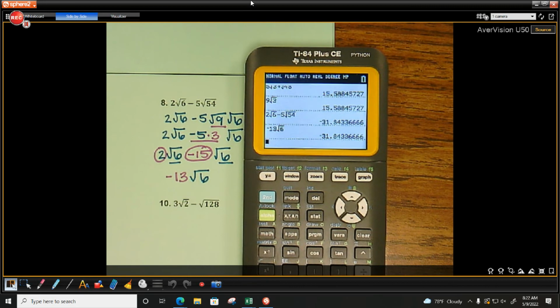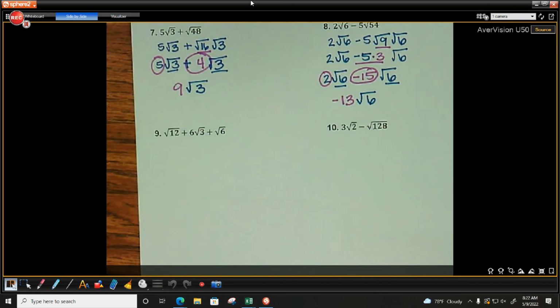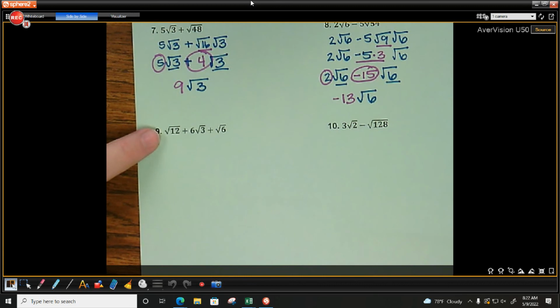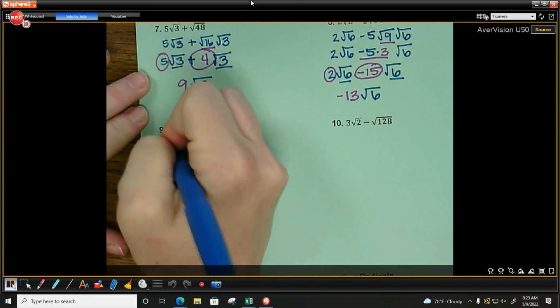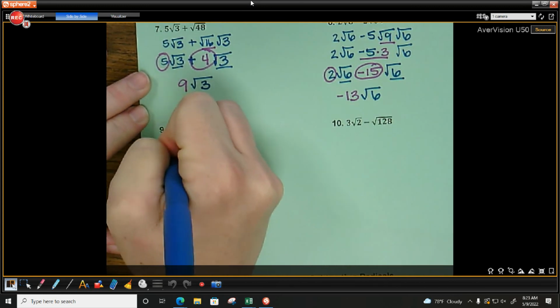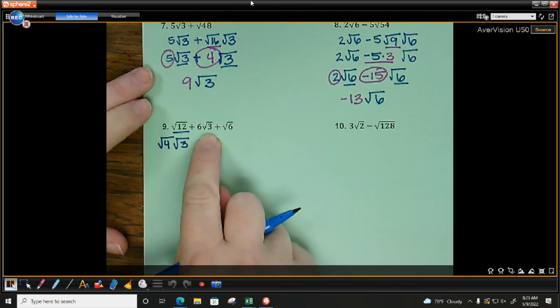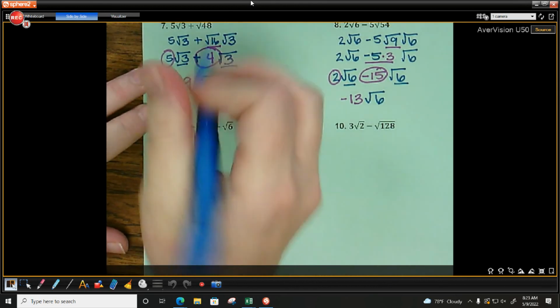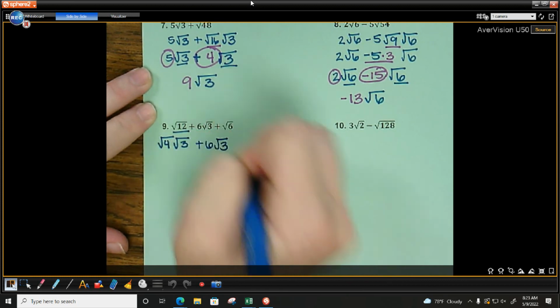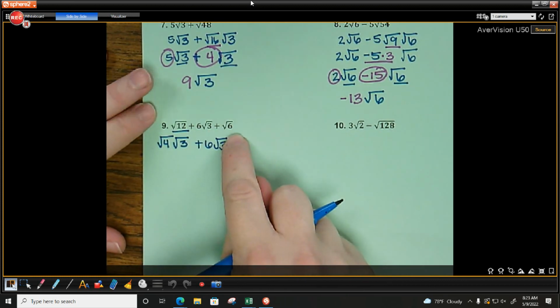Okay, number 9. Do any of these 3 currently match? Does that mean that's my answer? No, because you might be able to simplify them and then make them match. Okay, is 12 divisible by a perfect square? 4 and 3. So this is going to become square root 4, square root 3. Can you simplify the square root of 3? Nope. So plus 6 square root 3. Can you simplify the square root of 6? No, because it's not divisible by any number on the board. That's our perfect squares. Guys, open your eyes.